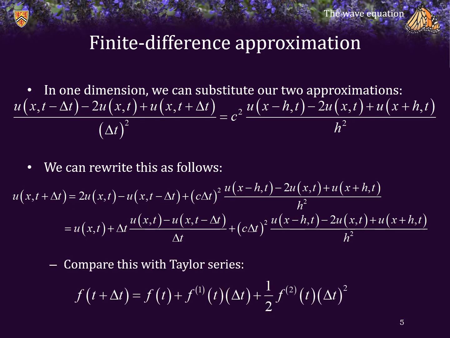Okay, well, compare that with Euler's method or perhaps Taylor's series. Taylor's series says that f at t plus delta t is equal to the current state plus delta t times the speed. Well, we've got an approximation of the speed plus the acceleration.